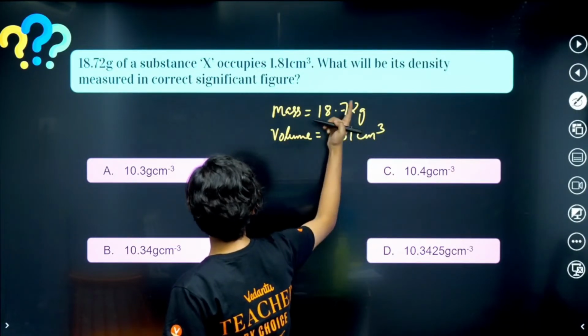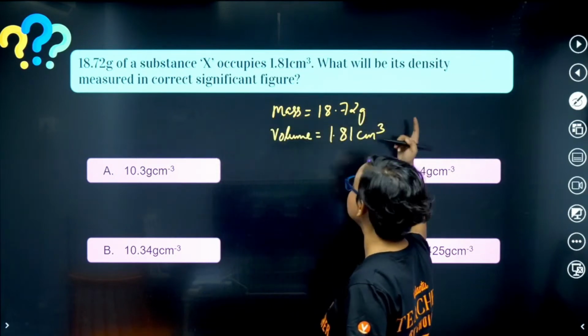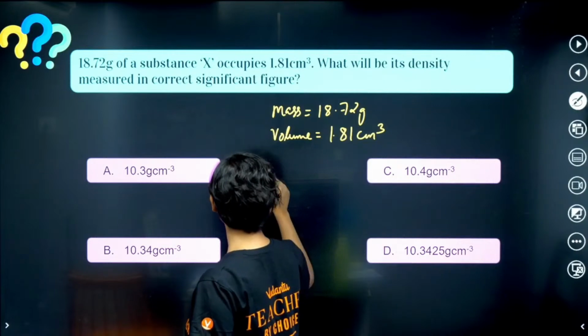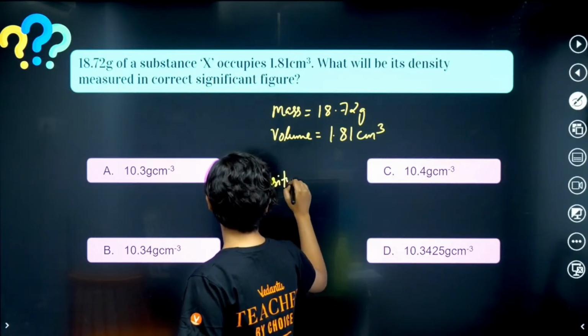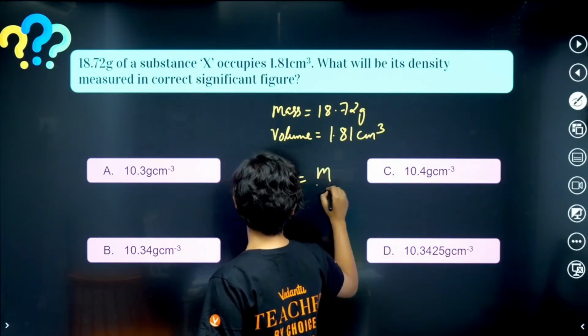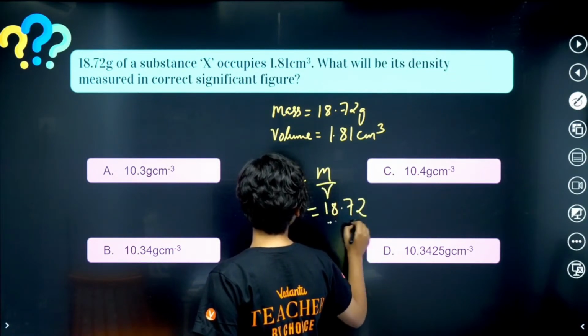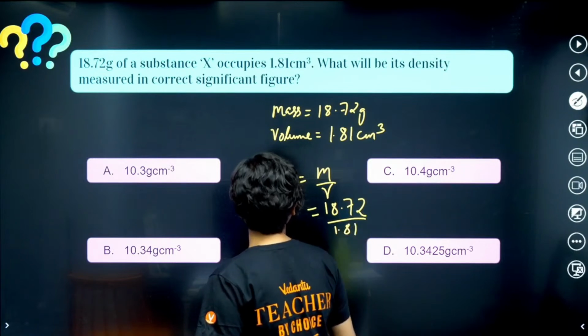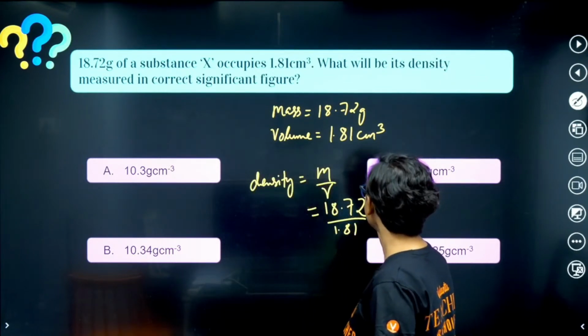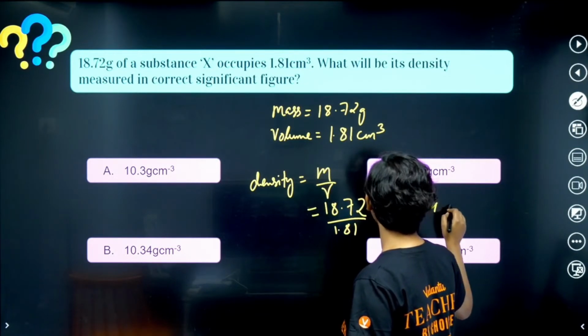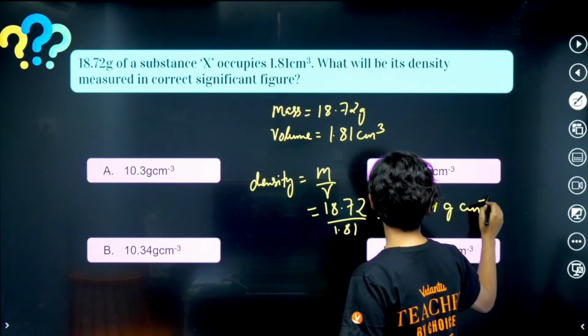What is it asking? It's asking us to find the density. Chalo, let's find it out. We all know the formula for density. Density is equal to mass by volume. That means 18.72 divided by 1.81. What will this give us? This will actually be around 10.34 gram per centimeter cube.